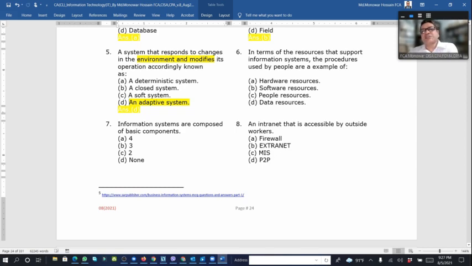In terms of the resources that support information systems, the procedures used by people are an example of what would be the answer here? Hardware resource, software resource. In terms of resources that support information systems, the procedures used by people are an example. So procedure, that means commands, that is a software resource.